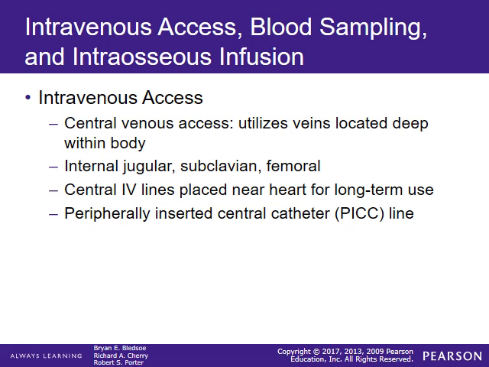Central venous access is utilized where peripheral venous access is inadequate, and this often includes the internal jugular, subclavian, and possibly femoral areas of the body. Central venous access also includes central IV lines, which are placed near the heart for long-term use. These types of catheters are usually just managed by paramedics. They are not initiated.